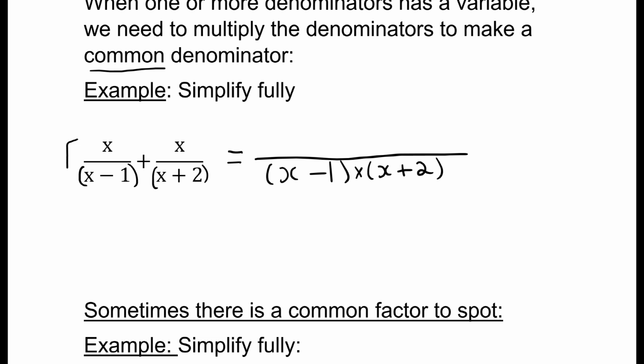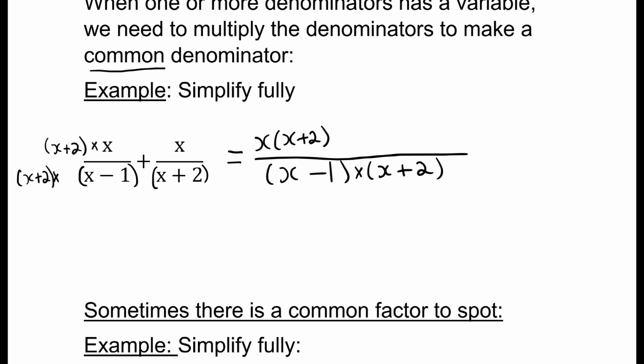Now, x over x minus 1, we've multiplied the denominator by x plus 2 in order to reach the denominator x minus 1 times x plus 2. So we need to multiply the numerator by x plus 2 also. So that means we have x times x plus 2. If you imagined just having this expression here, the x plus 2's would cancel, and that would leave you with x over x minus 1. That's a good way of checking to see if you're right.